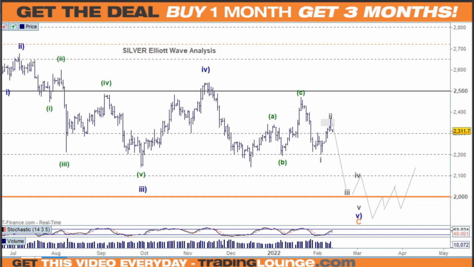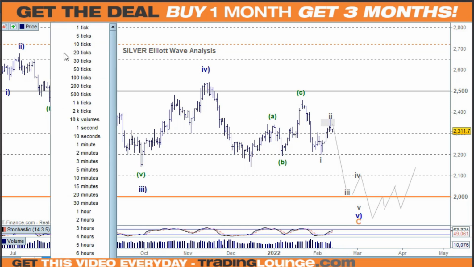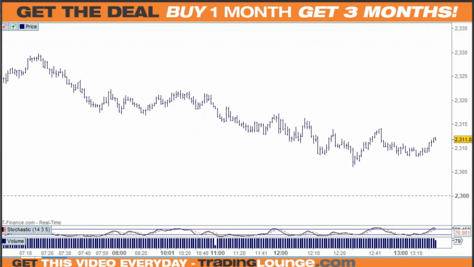Rightio, so moving on to silver, and silver's the other one as well. We're looking at an impulse wave down here and then a move back up here. It looks quite impulsive here, I must say, to the upside, but it hit our target at 61.8%. We'll go into the tick chart and just check on that.